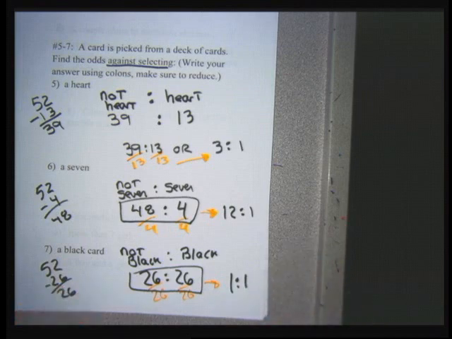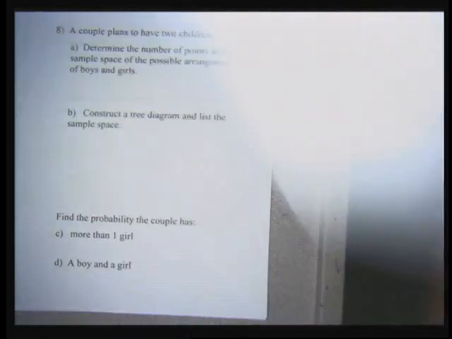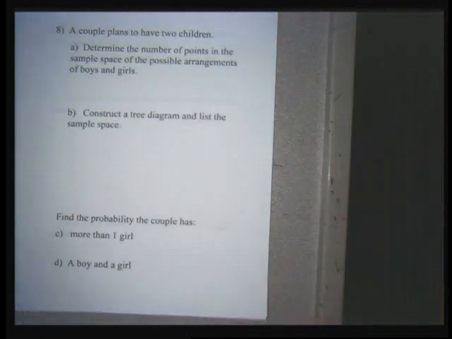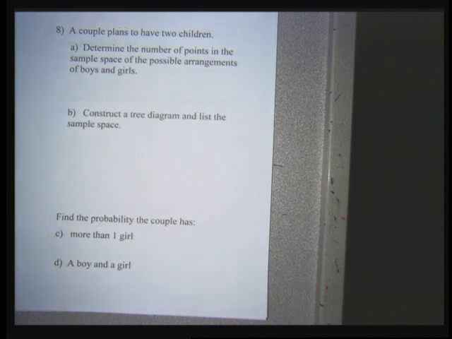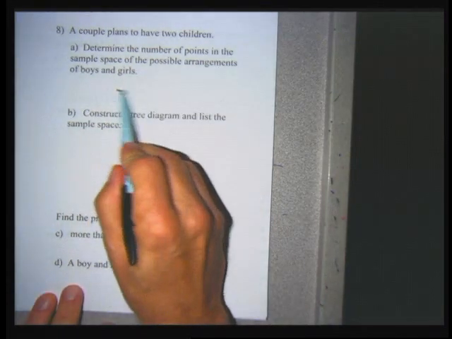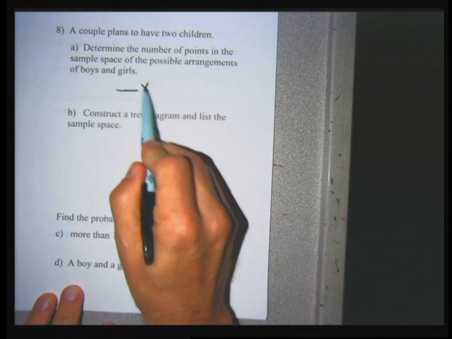That was section 4.2. So we're probably moved on from section 4.2 and we'll move into section 4.3 now, I would guess. Yes. So a couple plans to have 2 children, and we're going to eventually be asked to make a sample space that has boy, girl, girl, boy kind of thing in it. And the number of points in the sample space you get by using the counting principle.